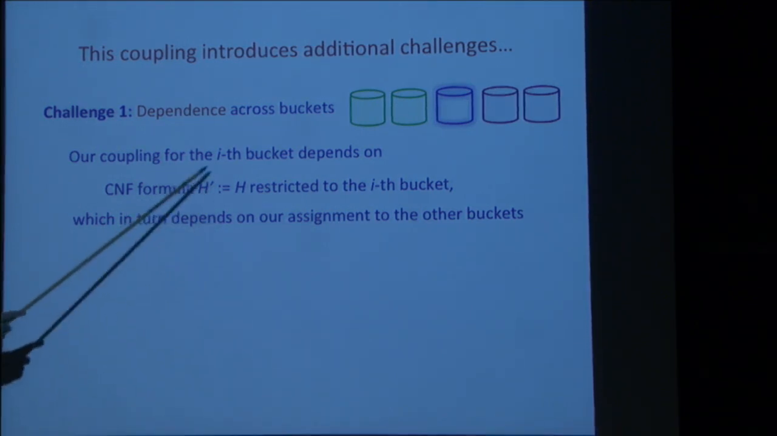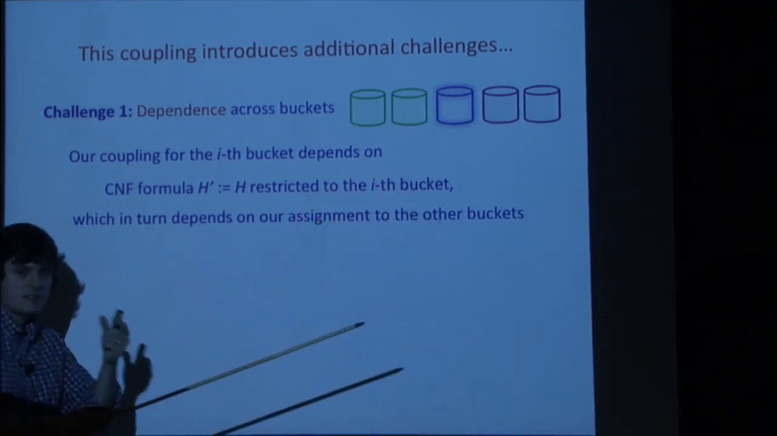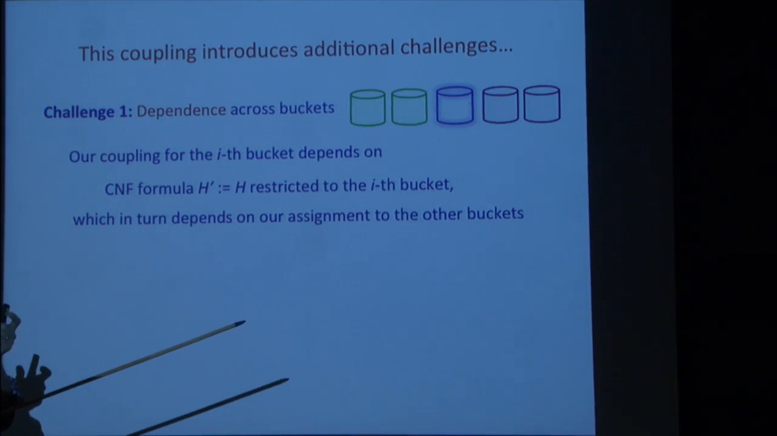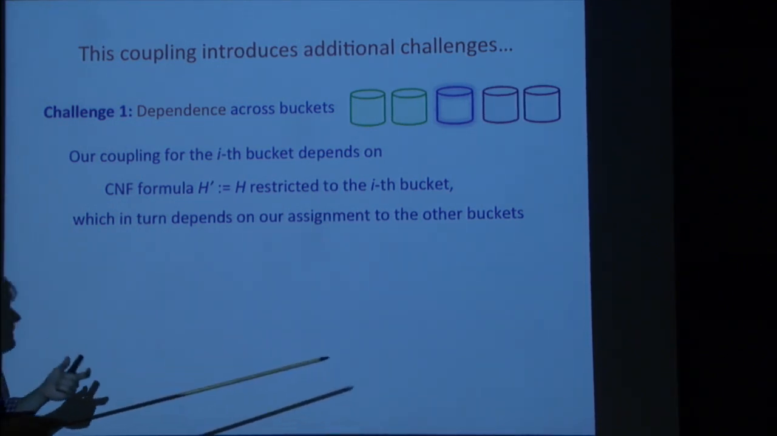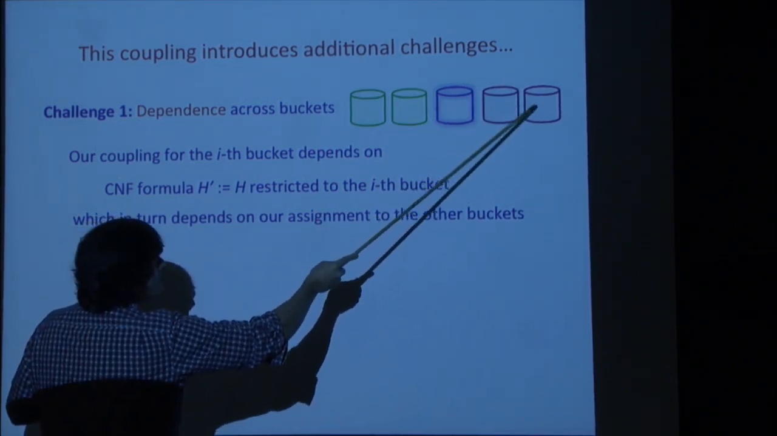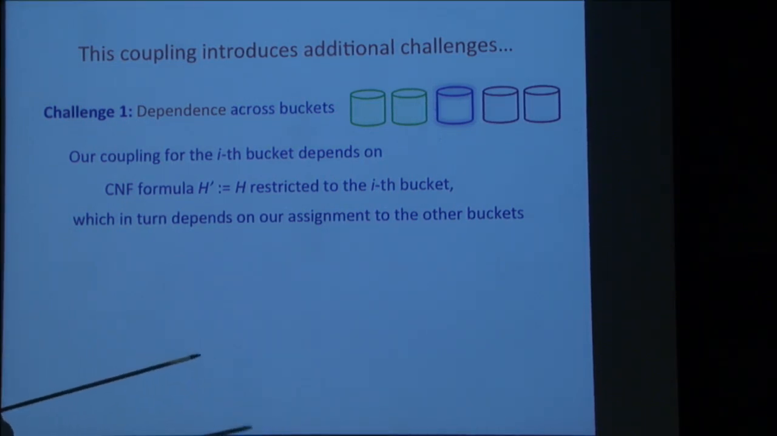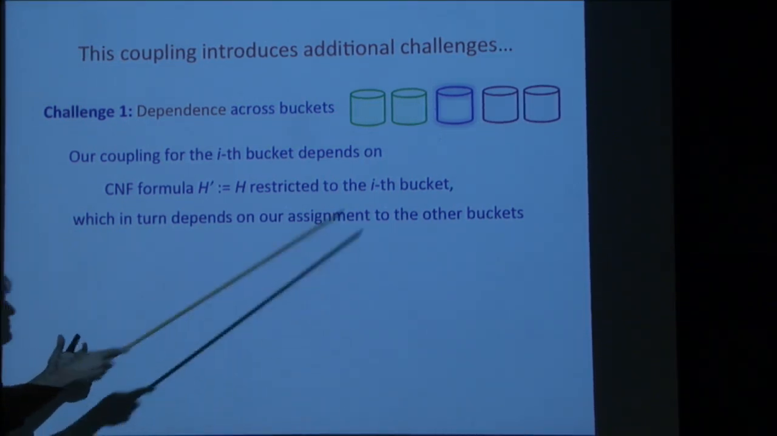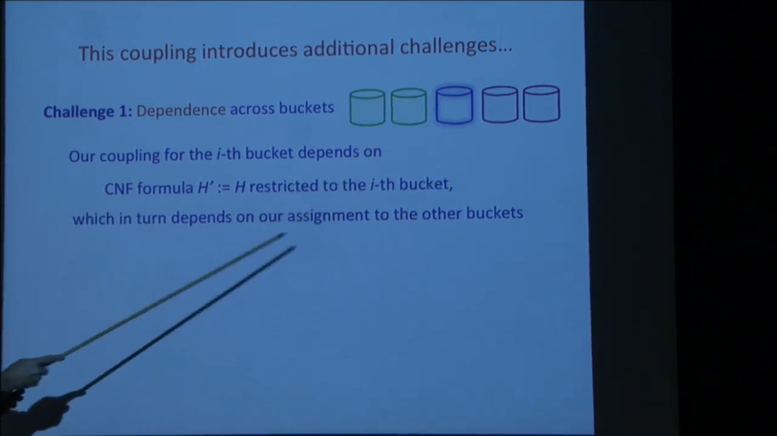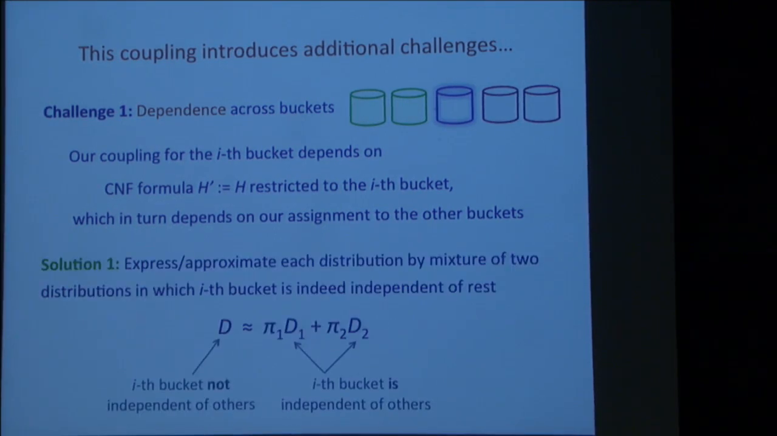Why is that the case? Well, the coupling for this ith bucket, remember, we designed the coupling for this bucket according to the CNF formula restricted to that ith bucket. What is the CNF formula restricted to that ith bucket? It really depends on how the other variables were filled in. So if you assign bits to the variables in all the other buckets one way, you're going to get one CNF formula. If you assign them in a different way, you're going to get a different CNF formula. So the coupling depends on the stuff in the other buckets. You no longer have independence between what's going on in the ith bucket and what's going on in the other buckets. So this feels like some kind of a challenge. Turns out you can get around it by doing some approximation.